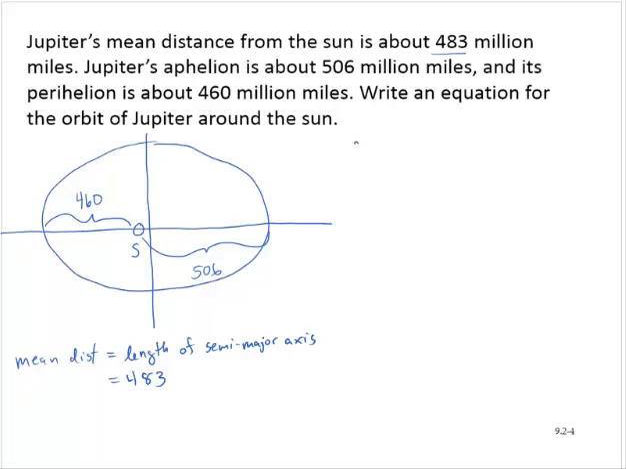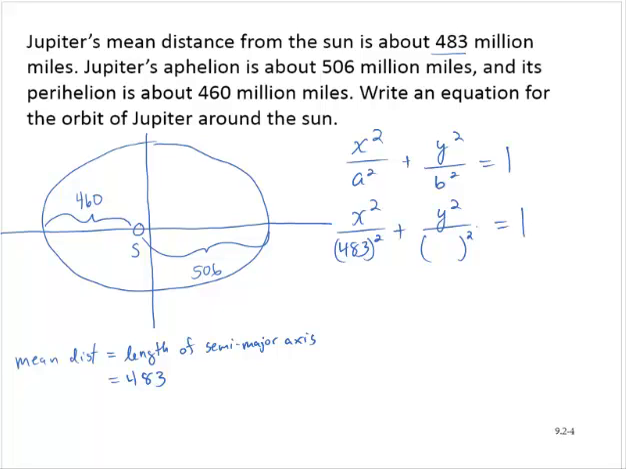So if we think of this as x squared over a squared plus y squared over b squared equals 1. Now I just made the assumption, let's make the x-axis the major axis. So then the length of the semi-major axis is 483, so now I have x squared over 483 squared. Now I still don't have the b. So I have to figure out, what is that b value?